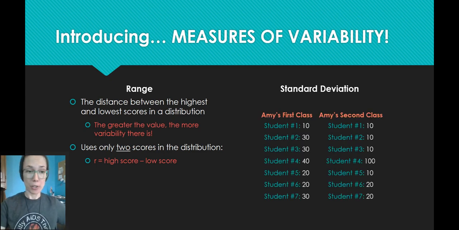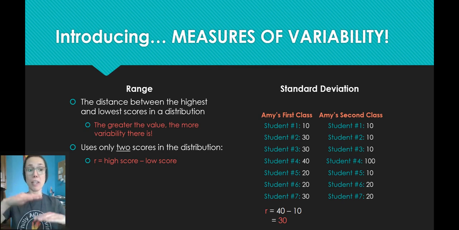If we were doing these calculations for these two classes, this example we were just looking at, for this first class, we would identify the highest number, which is 40. We would look at the lowest number, which is 10, and we would subtract 10 from 40. We would get a range of 30. So that tells us that 30 minutes is the range between the highest and the lowest score.